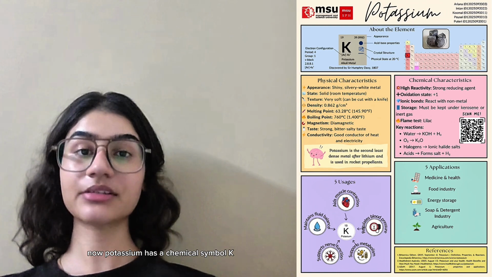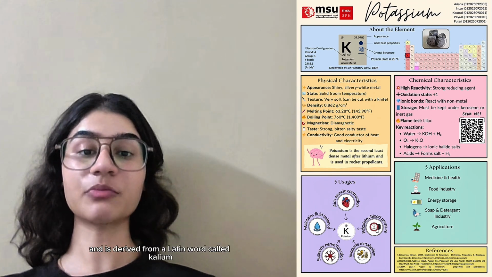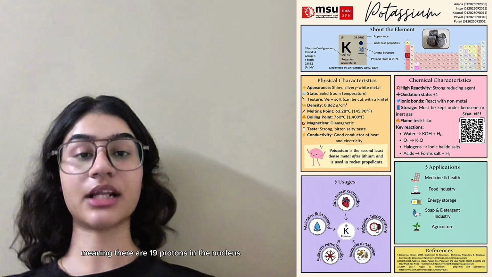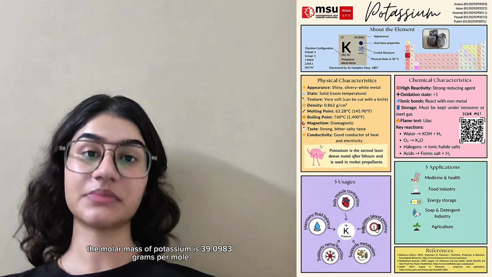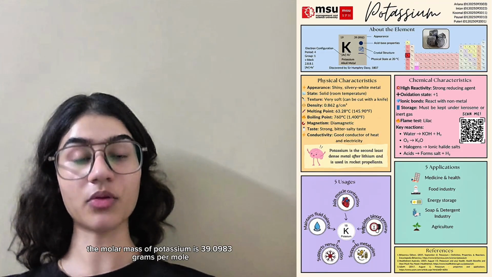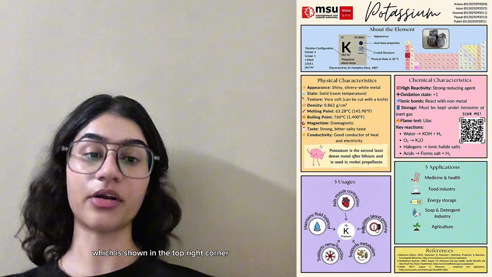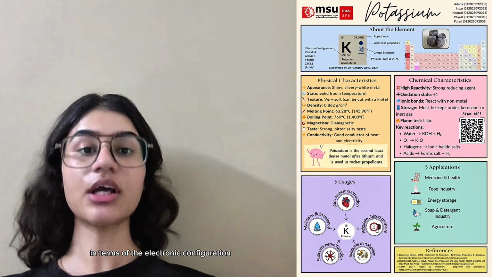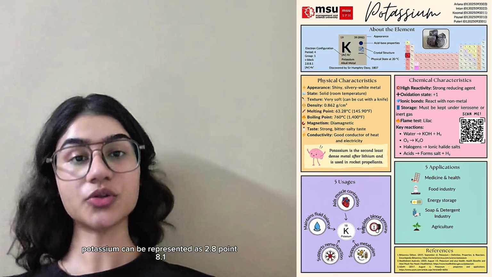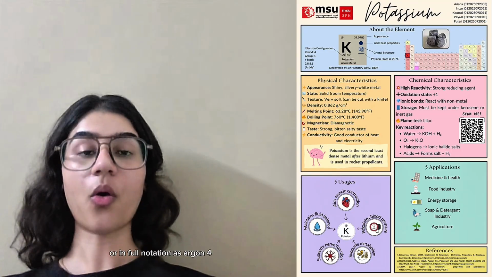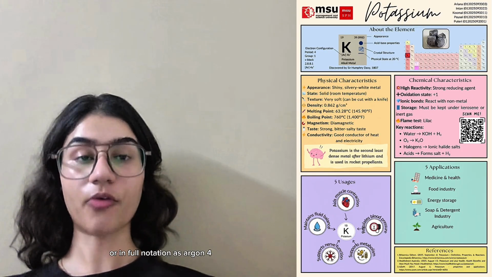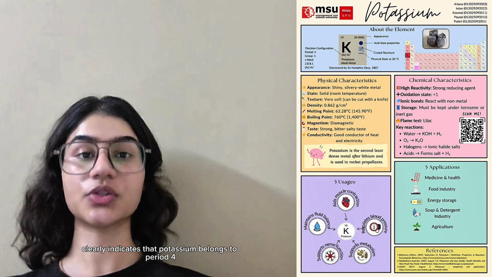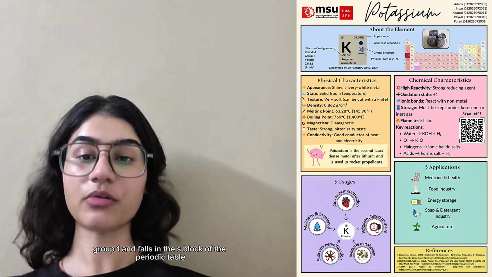Now, potassium has the chemical symbol K and is derived from a Latin word. Its atomic number is 19, meaning there are 19 protons in the nucleus. The molar mass of potassium is 39.0983 grams per mole, which is shown in the top right corner of its periodic table block. In terms of the electronic configuration, potassium can be represented as 2.8.8.1 or in full notation as argon 4s^1. This configuration clearly indicates that potassium belongs to period 4, group 1 and falls in the s-block of the periodic table.